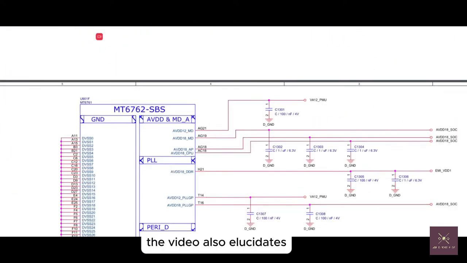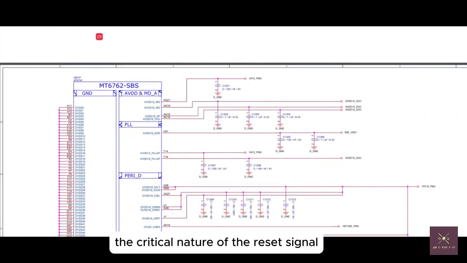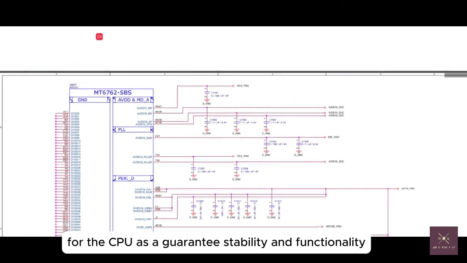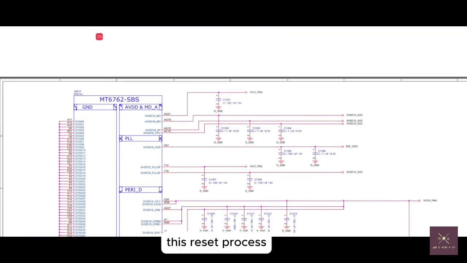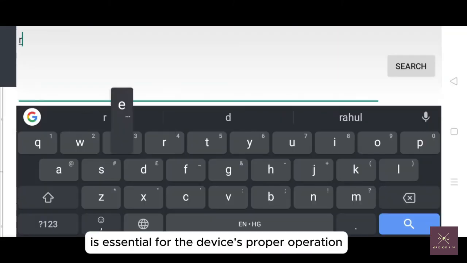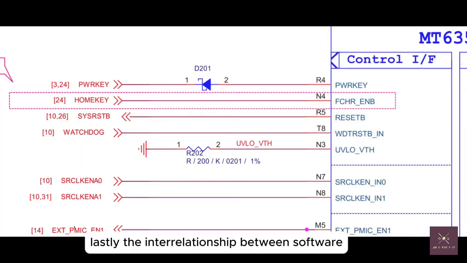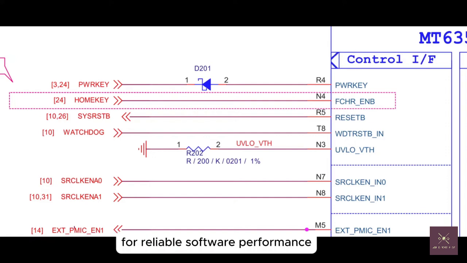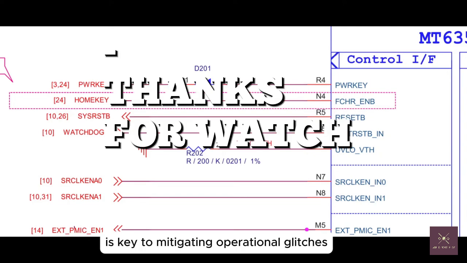The video also elucidates the critical nature of the reset signal for the CPU, as it guarantees stability and functionality. This reset process is essential for the device's proper operation. Lastly, the interrelationship between software stability and voltage levels is discussed, emphasizing that proper voltage is essential for reliable software performance in mobile devices. This connection is key to mitigating operational glitches.